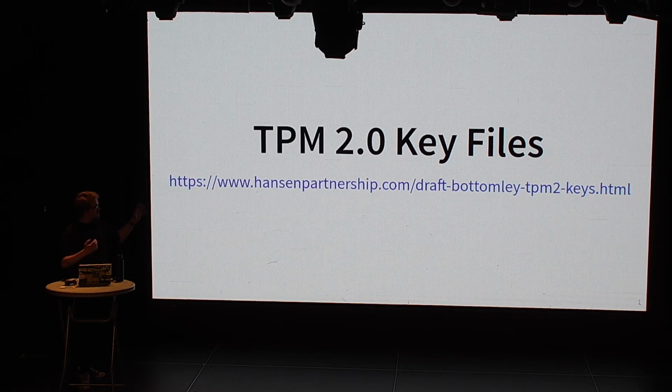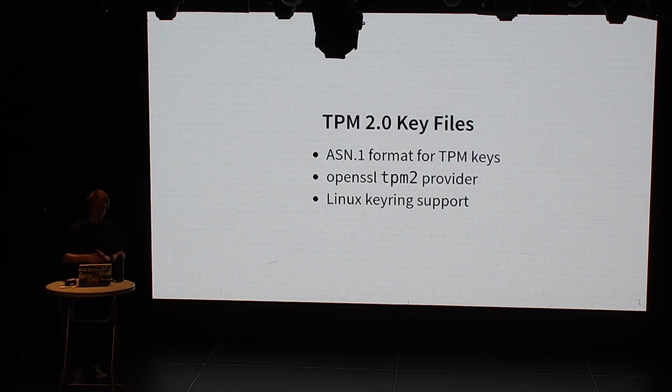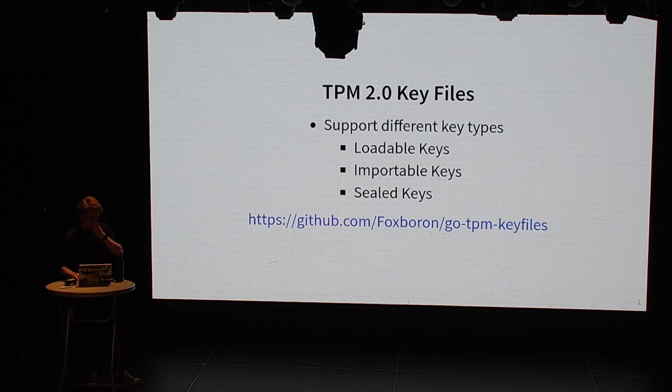The way this works is through a spec called the TPM 2.0 key file spec, or that's how we serialize the keys. It's an ASN.1 format for storing the TPM keys, and it also has several providers. So OpenSSL has a TPM2 provider, and the Linux kernel also supports these keys as well. And that allows us to use some sort of common format for all of these TPM keys, which allows us to make keys somewhere else, insert them into our agent, and so on. It supports loadable, importable, and sealed keys. And because there was no good framework for this in Go, I wrote one myself, which is located here.